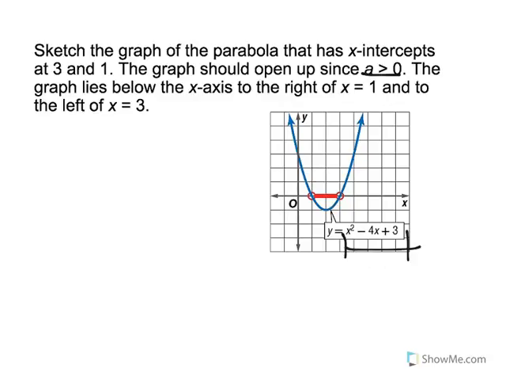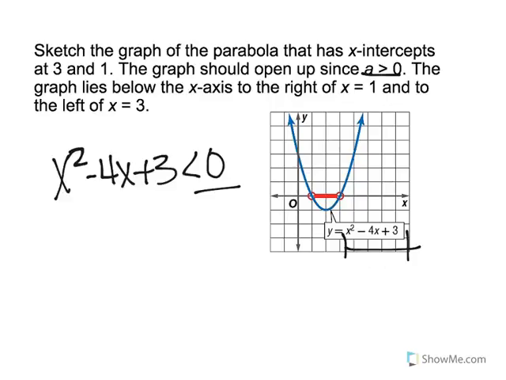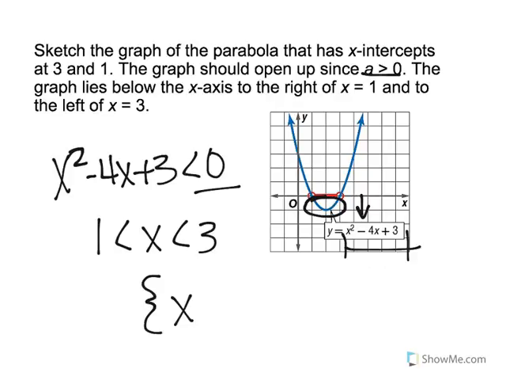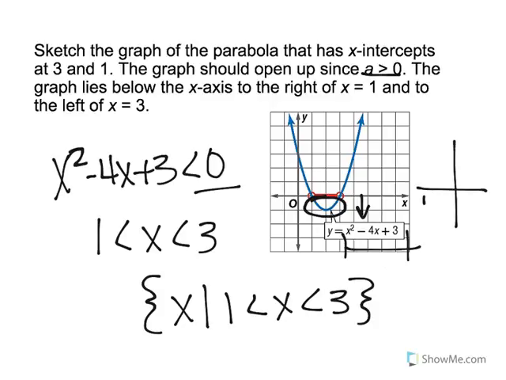Now, what the question is asking for is where is this function below 0? Because if you go back to the original question, it's asking for where the function is below 0. So right here on your graph, that's the only place where it's below the x-axis. So you would just say it's between 1 and 3, and that would be your answer. The solution set it's looking for is actually, with your brackets, x such that 1 is less than x is less than 3.